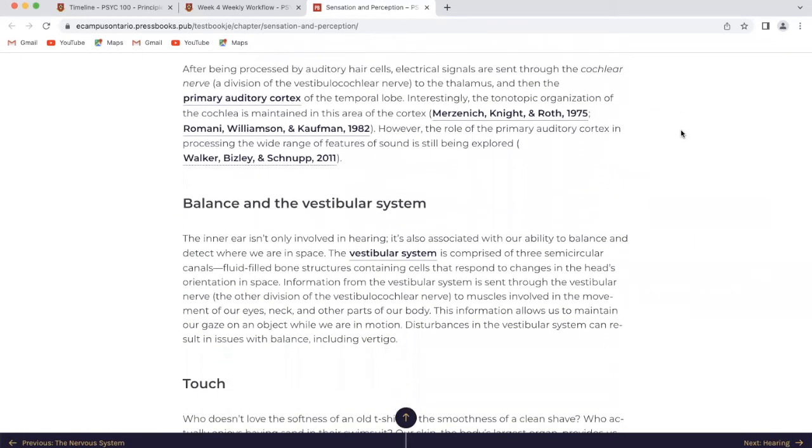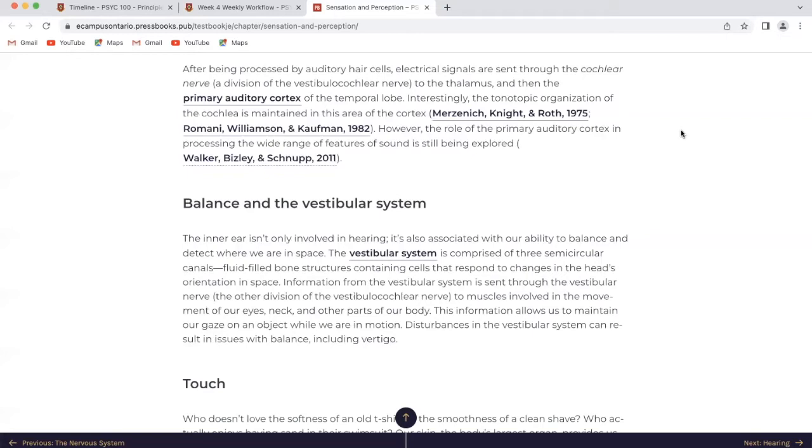After being processed by auditory hair cells, electrical signals are sent through the cochlear nerve to the thalamus and then the primary auditory cortex of the temporal lobe. Interestingly, the tonotopic organization of the cochlea is maintained in this area of the cortex. However, the role of the primary auditory cortex in processing the wide range of features of sound is still being explored.